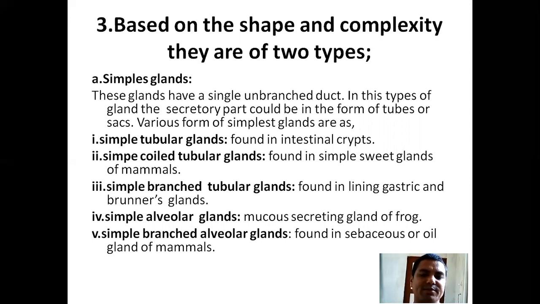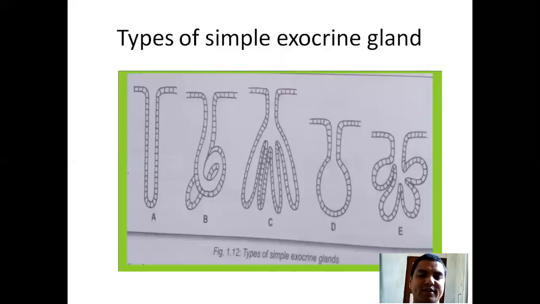Simple branched tubular gland is present in the lining of the stomach and Brunner's glands. Simple alveolar gland is present in the mucus secreting gland of frog. Simple branched alveolar gland is present in the sebaceous gland of mammals. See here the figure of simple exocrine gland. A is tubular, B is coiled tubular, C is branched tubular, D is alveolar, and branched alveolar is in E.